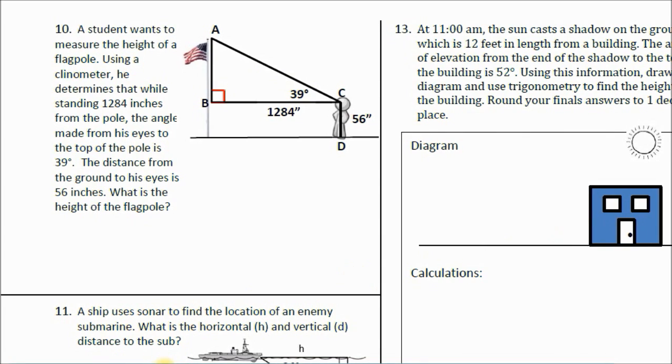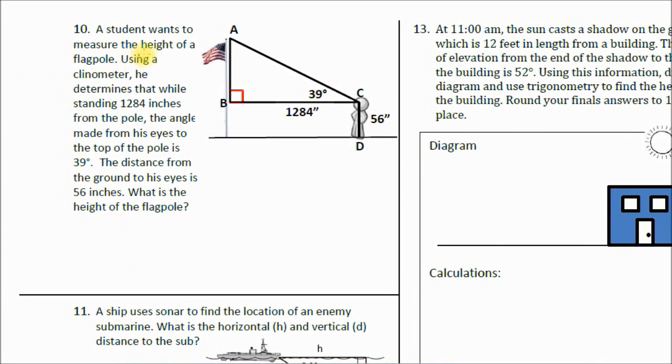A student wants to measure the height of a flagpole using a clinometer, which we've done already in class. Using a clinometer, he determines that while standing 1,284 inches from the pole, the angle made from his eyes to the top of the pole is 39 degrees. The distance from the ground to his eyes is 56 inches. What is the height of the flagpole?